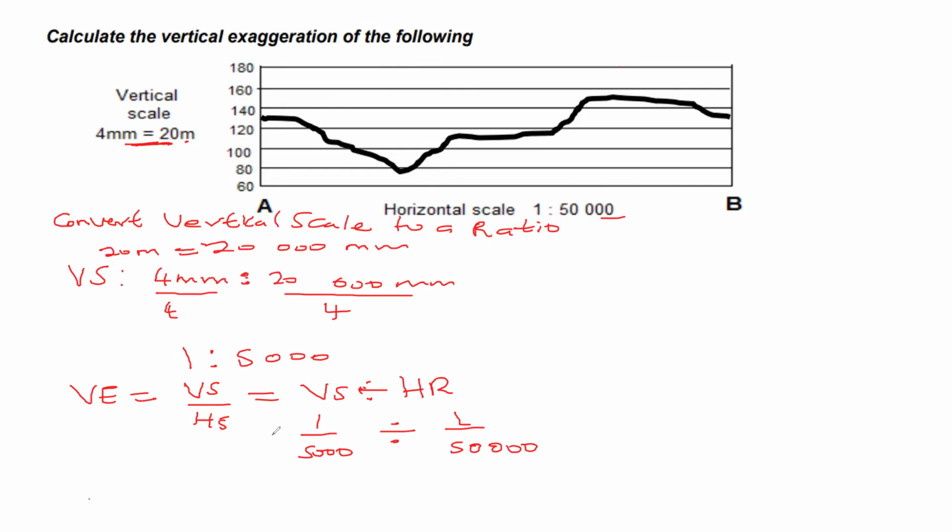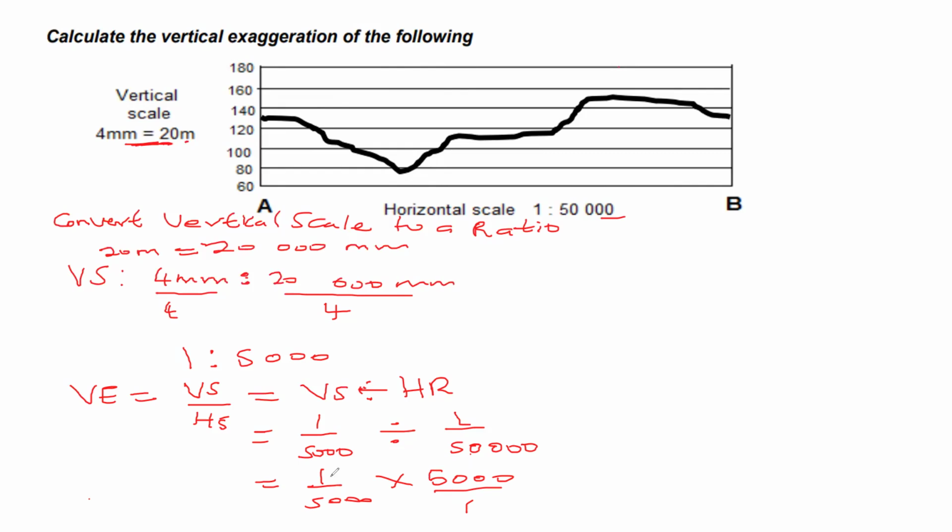Now, what is left? It's what we call the mathematical gymnastics. In mathematics, we have learned that once you convert the division sign into a multiplication sign, you swap or invert these things. So 50,000 would be on top, and 1 at the bottom. So you say 1/5,000 multiplied by 5,000 divided by 1.